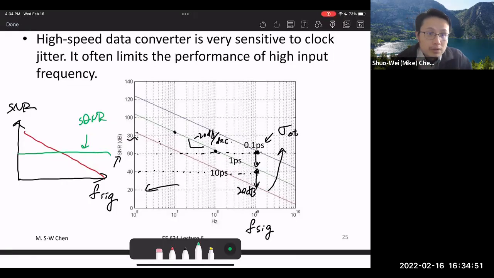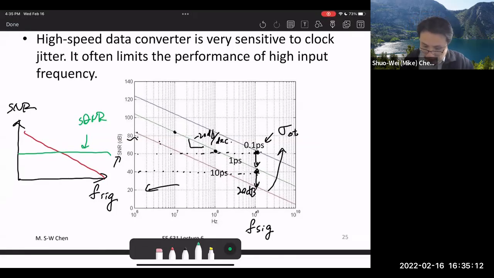Okay, so what is the final SNR of the ADC? Right, so you have two lines. One is the red, induced by the jitter. The other one is just the quantization noise. So what do we expect for the final ADC output SNR?